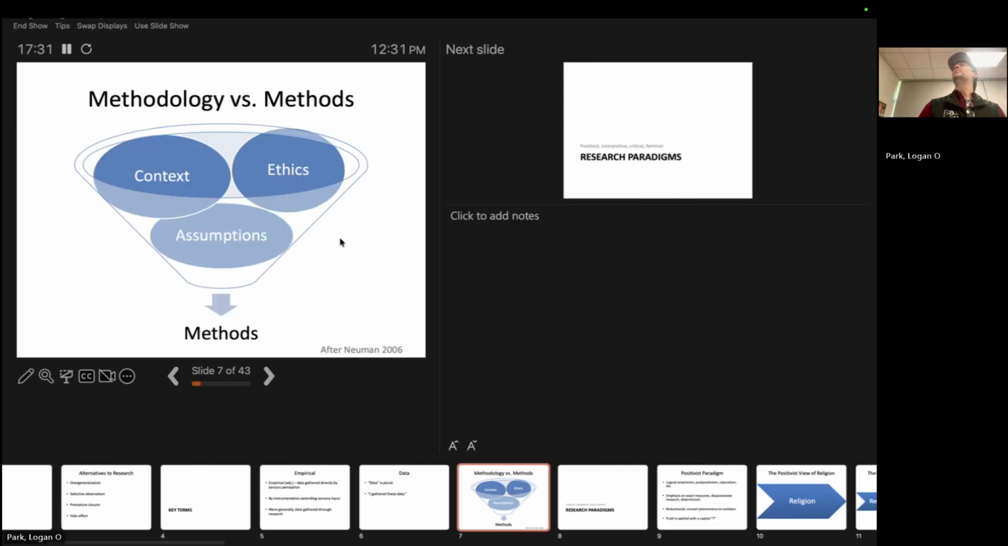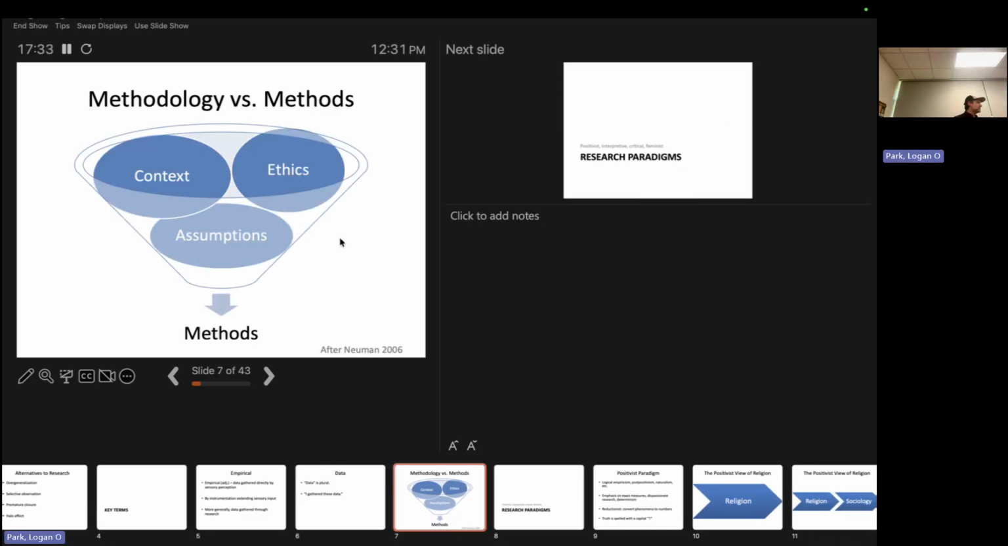Okay, cool. Let's talk about methodology versus methods next as a super important concept. And this is an especially useful one for you guys as you are really looking to do your first major professional level thesis.